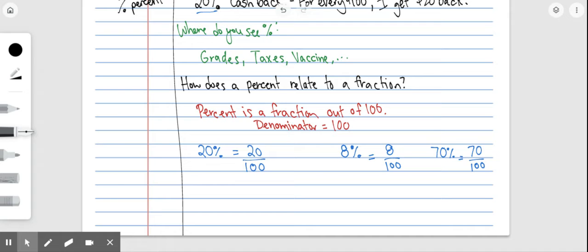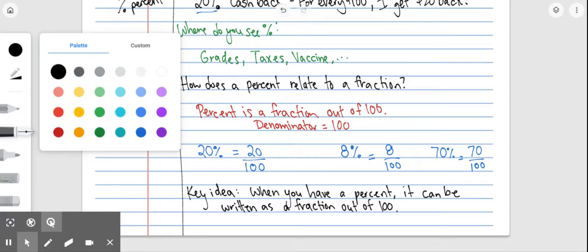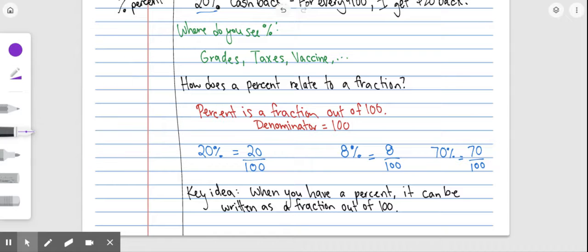All right, so in the last video, I gave you some percents as fractions. So we're going to write a key idea. And the key idea is that when you have a percent, it is a fraction out of 100. When you have a percent, it can be written as a fraction out of 100. So it doesn't matter what percent you start with. You can give some in the chat and we'll talk about it.